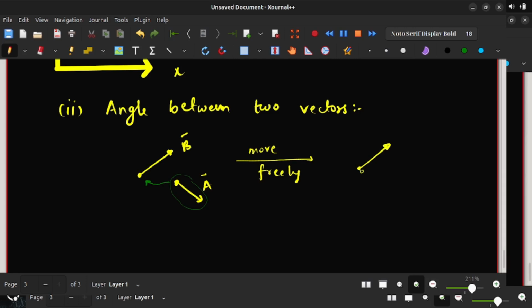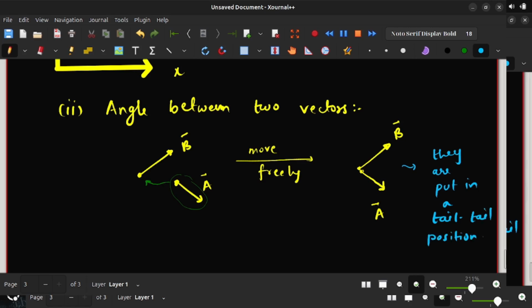Hopefully I do justice to it. Yes, I think it approximately looks the same thing. This is B vector, this is A vector, and they are put in a tail to tail position. Only in this position will you measure the angle between two vectors.